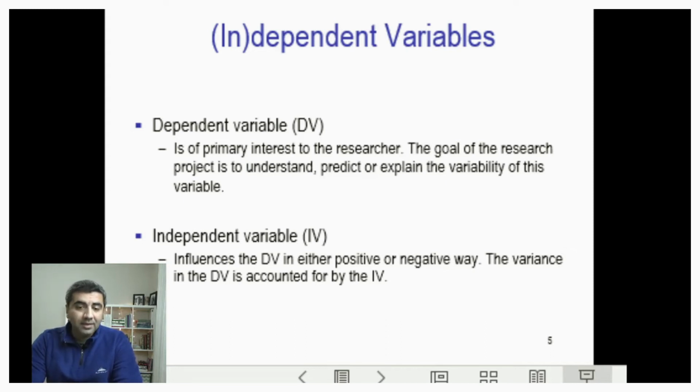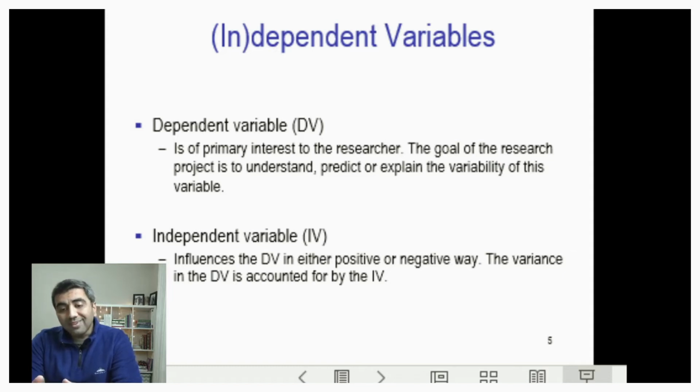Independent variable, on the other hand, is generally assumed to be the one that influences the dependent variable in either a positive or a negative way. What it means is that when the independent variable is present, the dependent variable is also present, and with each unit of increase in the independent variable, there is an increase or decrease in the dependent variable. In other words, the variance in the dependent variable is accounted for by the independent variable.